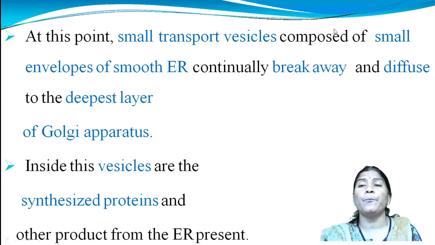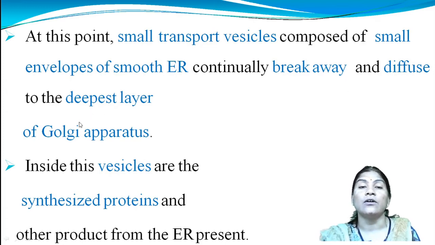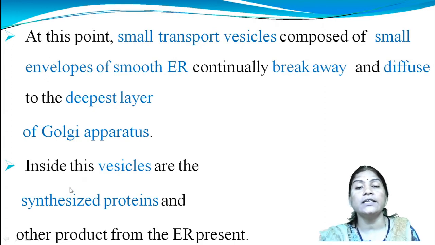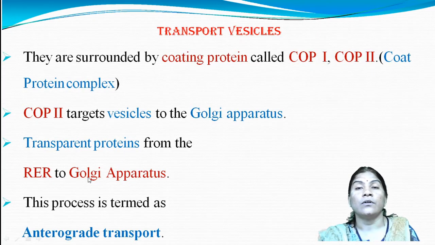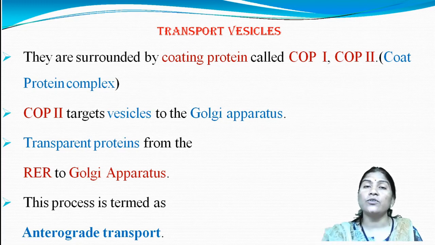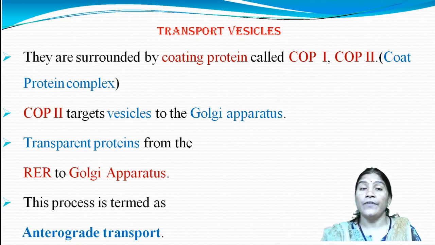At this point, small transport vesicles composed of a small envelope of smooth endoplasmic reticulum continuously break away and fuse with the layer of the Golgi apparatus. They also play an important role in the transportation of the vesicles. We know that they are surrounded by coating proteins.